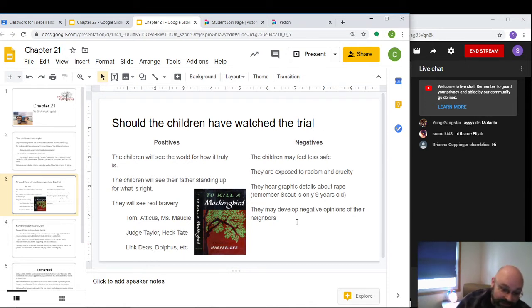Also, they could develop negative opinions of their neighbors. They live by these people, and now they're seeing some very ugly events and some people speaking in very ugly ways. And they still have to go to school with the children of these people. They still have to interact with these people in their daily life.